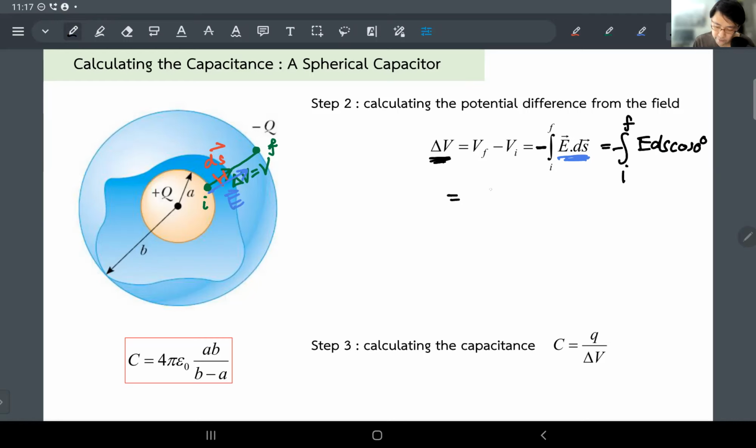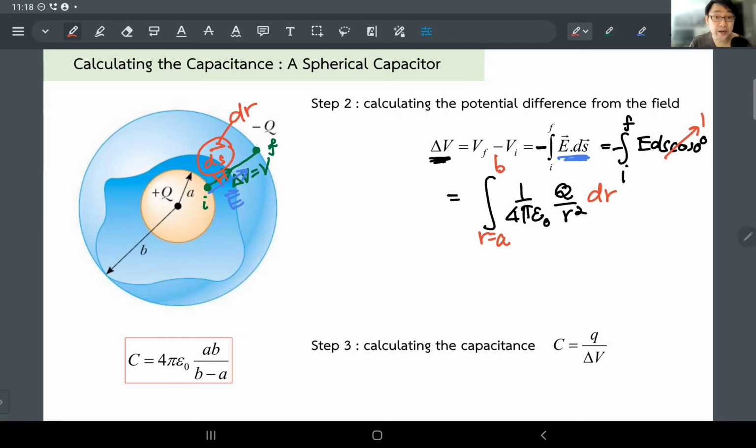And because E, you already figured out from the previous step number 1, which is just Coulomb's law, kQ over r squared, ds. Ooh, nice. It's just dr. Why not, right? Okay. It's just the radial change, the change in the radial distance. So I can turn this into dr. Cosine 0 is definitely 1. You're going from where? You're going from the initial point, the radius r equal to a. You end at the outer sphere with the radius given to be b.